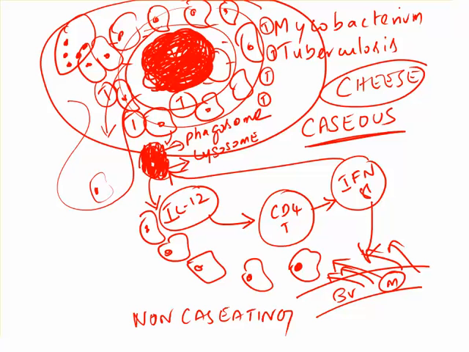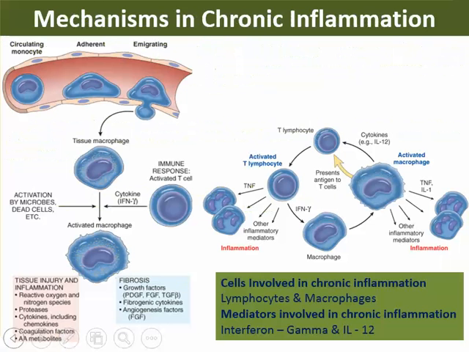Understand? So this is about the mechanism of chronic inflammation. Okay, let us explain in this picture.